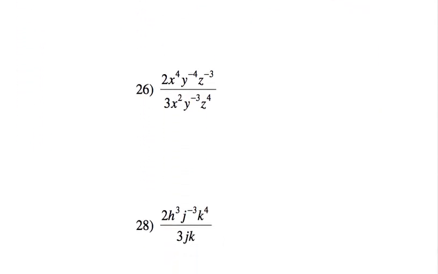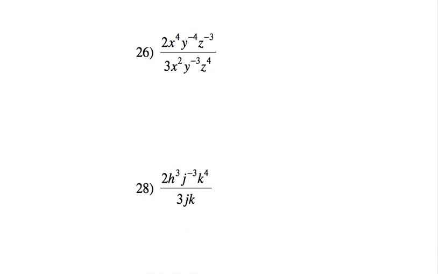Let's look at 26. Got a lot of things going on in 26, but just take your time with it. So 26, first of all, I have negative exponents, so I'm going to get rid of those. So take each piece and decide what you're going to do with it. The 2 does not have a negative exponent, so it stays. X to the fourth is not a negative exponent, so it stays. Y to the negative 4 is negative, so it moves to the bottom and becomes positive. Z to the negative 3 is negative, so it moves to the bottom and becomes positive.